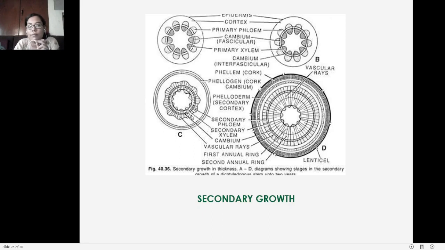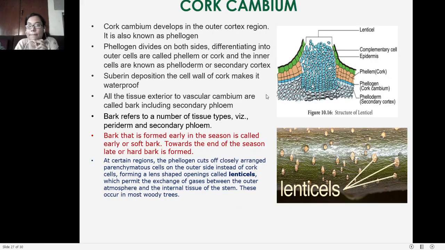This cork cambium becomes meristematic and gives rise to certain structures like phellem or cork on the outer side or periphery, and phelloderm or secondary cortex on the inner side, that is towards the pith. See, phellogen divides on both sides, differentiating into outer cells called phellem or cork, and inner cells known as phelloderm or secondary cortex.